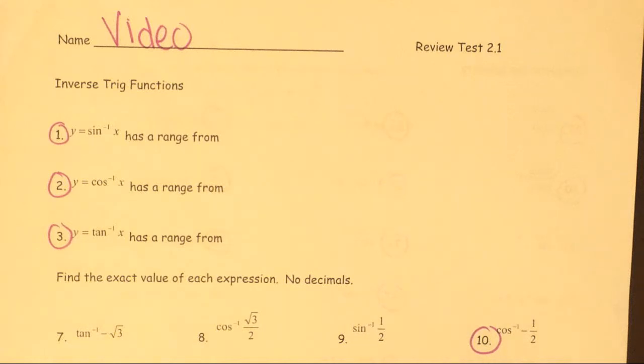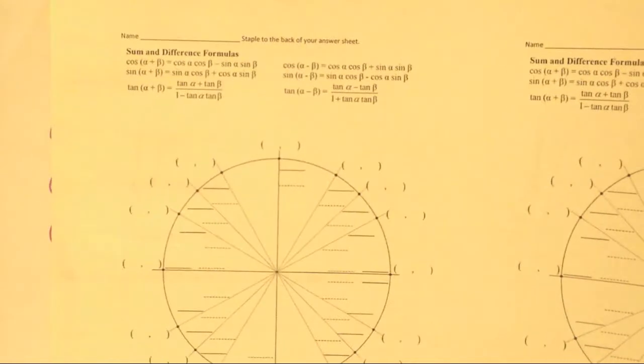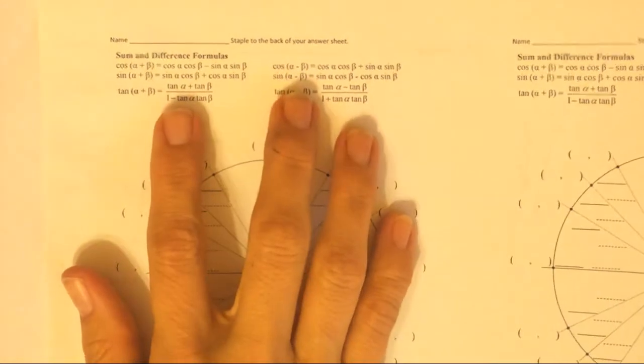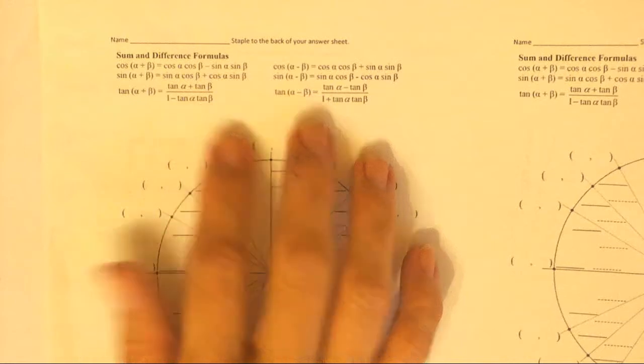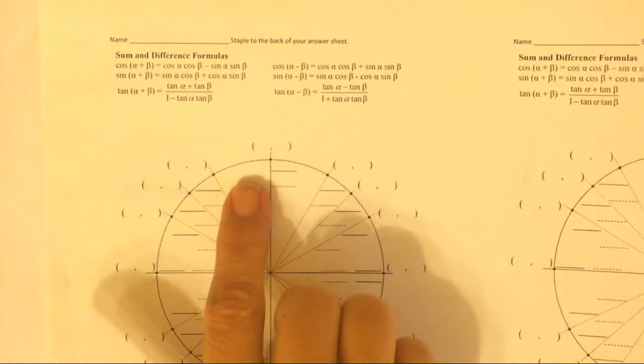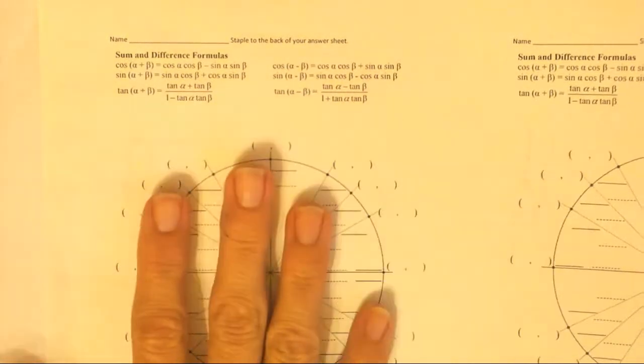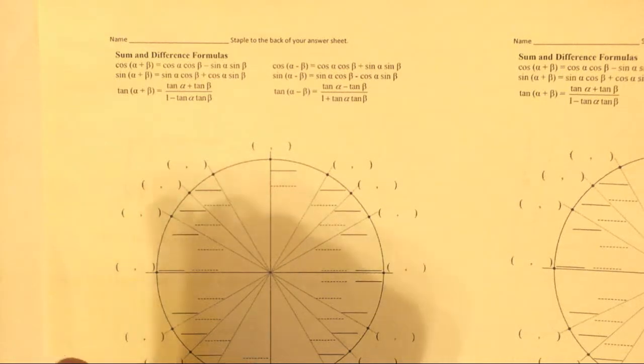So when you come in on test day, I'm going to hand out a piece of paper that looks like this. On the top of it, you're going to have your sum and difference formulas that I told you I'd give you. And there's going to be a blank unit circle to fill in if you want. You do not have to fill this in. It's just an option. Some people wanted it.